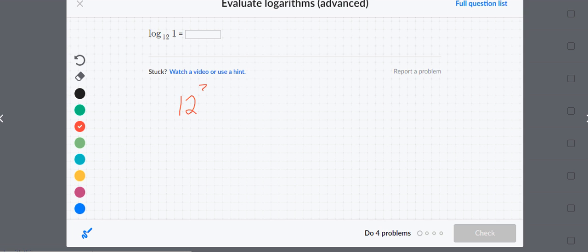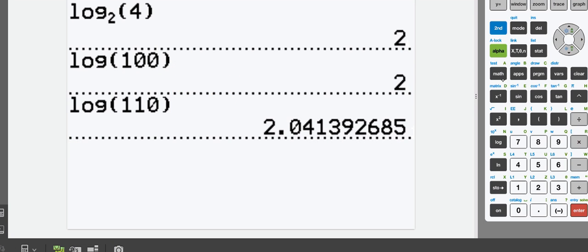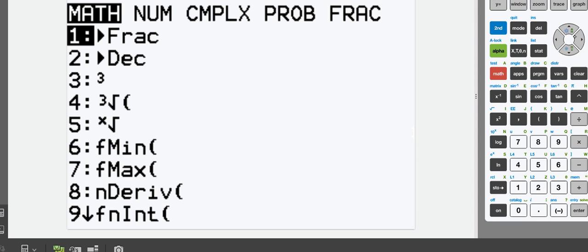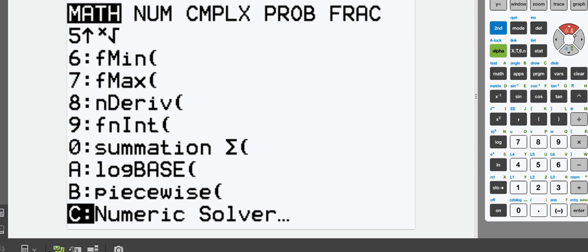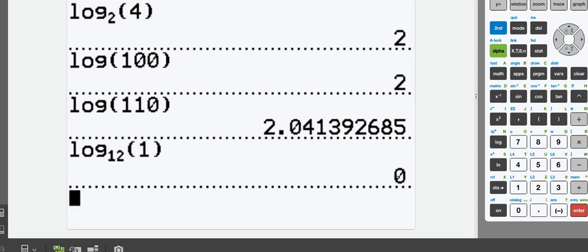12 to what power equals 1? And you may at first think, I have no idea what this is. But we have this other rule, that if you raise something to a certain power, it always equals 1. Do you remember? Ooh, that's it. Okay, let's say that you had a moment of panic and you weren't sure about that one. You hit math on your calculator, go up to log base, and you do log base 12 of 1, and ask your calculator, and it will tell you it's 0.